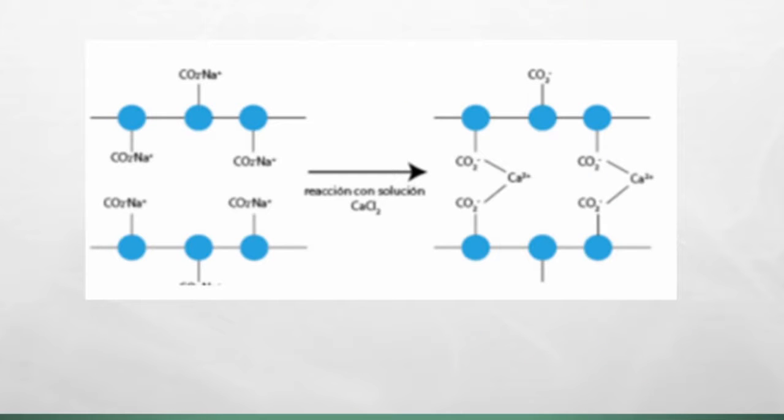When the sodium alginate mixed with the enzyme alpha-amylase comes into contact with calcium chloride, the sodium ions in sodium alginate are replaced by calcium ions, thus forming different links with the alginate. Calcium is able to form two bonds, while sodium can only form one.